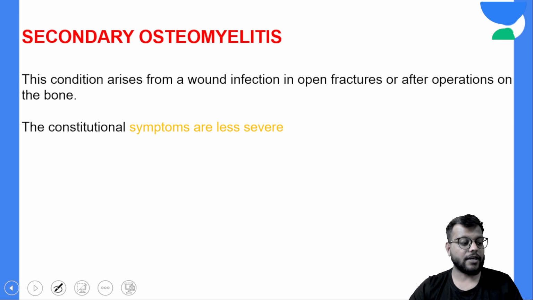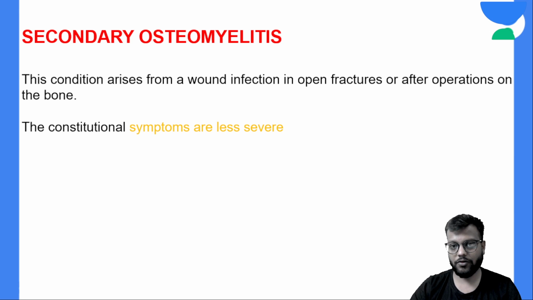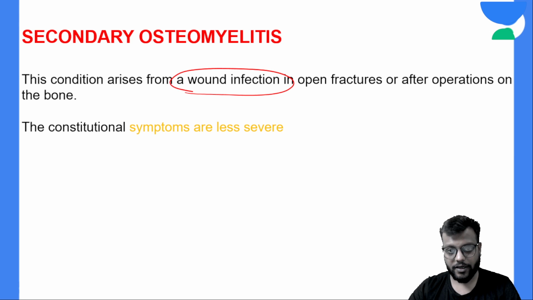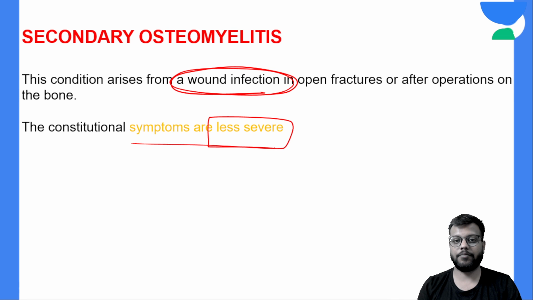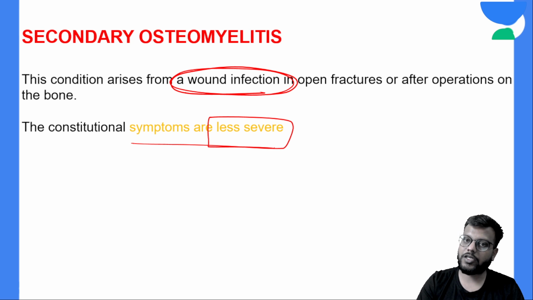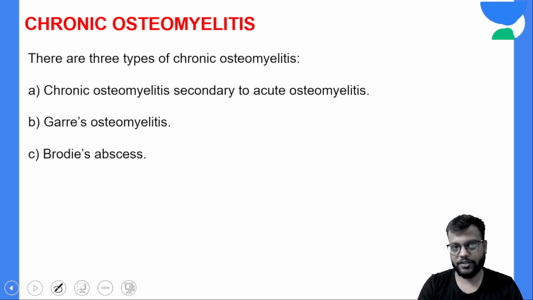Okay, now secondary osteomyelitis. Secondary osteomyelitis is due to an open fracture or any operation of the bone or any orthopedic surgery. So there will be infection which will set in, and it will lead to infection of the bone. Here the symptoms will be less severe as compared to primary osteomyelitis, and it will be easier to diagnose because you already have a focus of infection there.